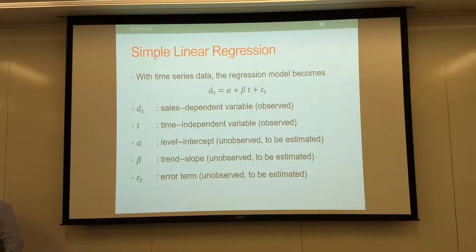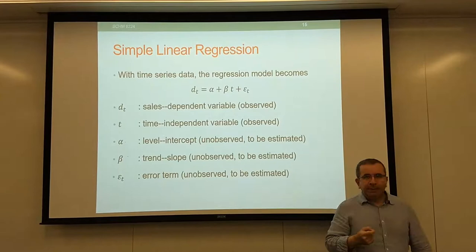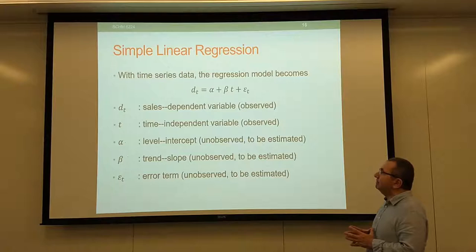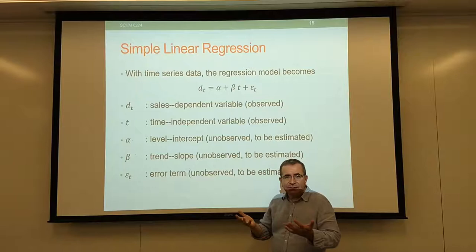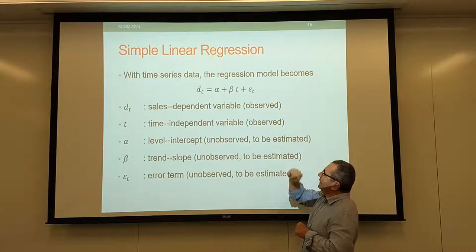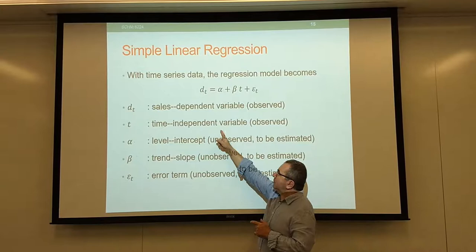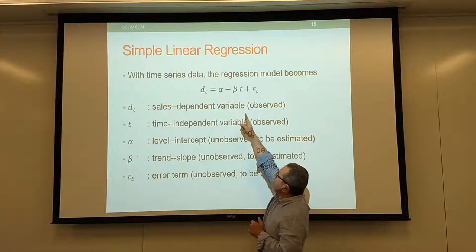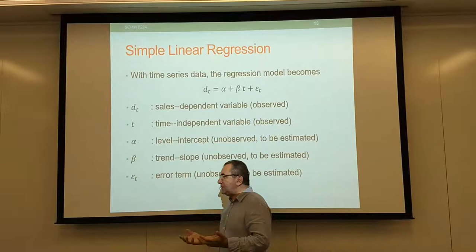So let's build a regression model for a time series data set, okay? So D is actual demand, maybe sales, at time T. And then you have alpha plus beta times T and epsilon, okay? So as time goes on, as T goes from period one, period two, period three, etc., the sales will increase by beta. So let's say this is our forecasting model.